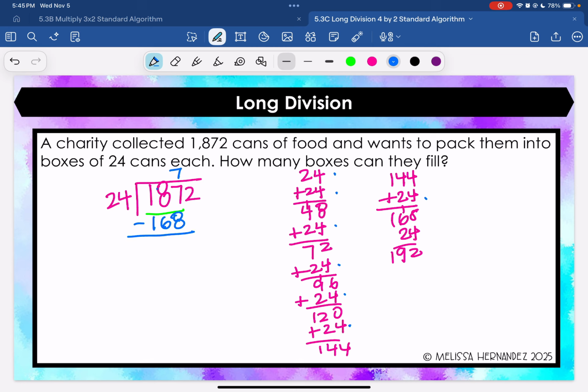I'm going to subtract. And now my new division problem is 192 divided by 24. And we already know that it's 8 times. 8 times 24 is 192. And there's no remainders.